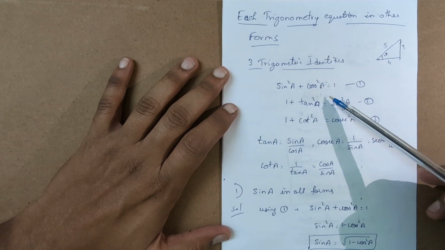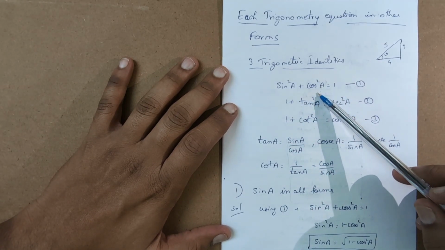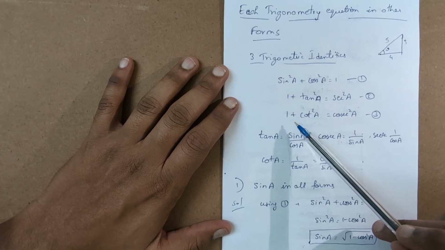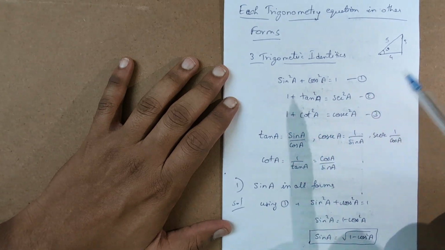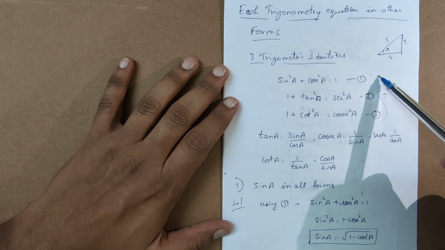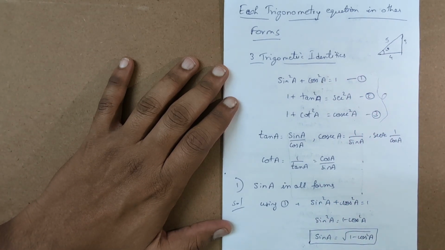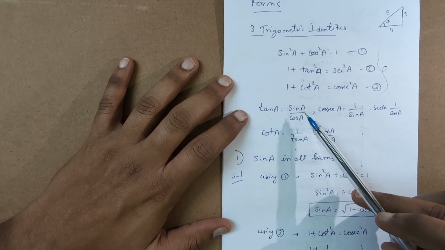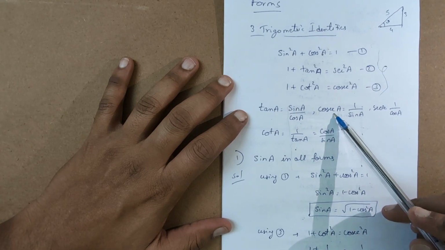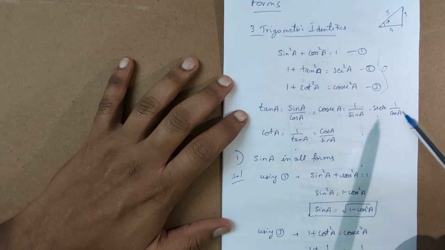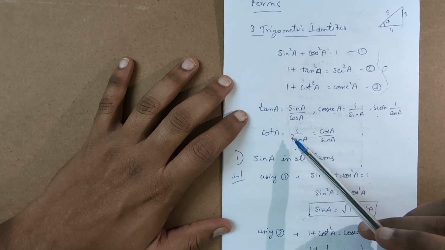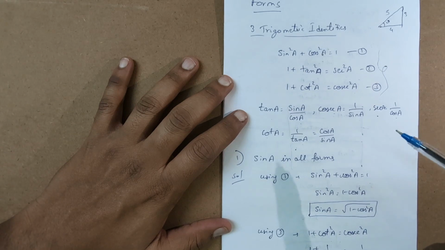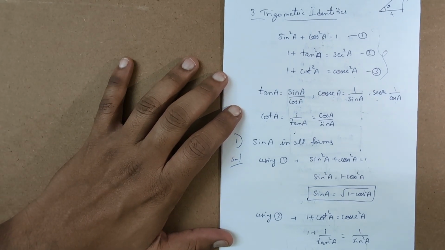The first one is cos square theta plus sine square theta equal to 1; then 1 plus tan square A equal to secant square A; and 1 plus cot square A equal to cosecant square A. So using these three, we are going to define all the five types for each trigonometric ratio. At the same time, you have to remember that tan A is sin A by cos A, cosecant A is the inverse of sine, secant is the inverse of cos, and cot is the inverse of tan. So using these three identities and these relations, we are going to define each trigonometric ratio.